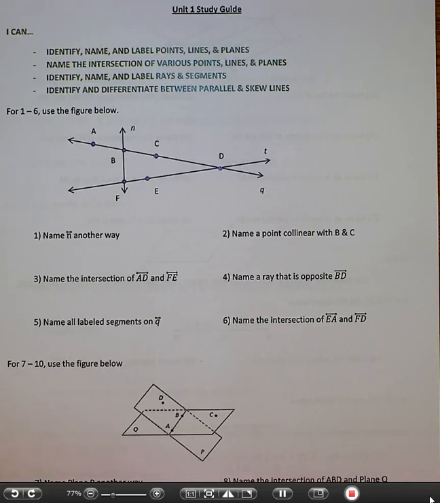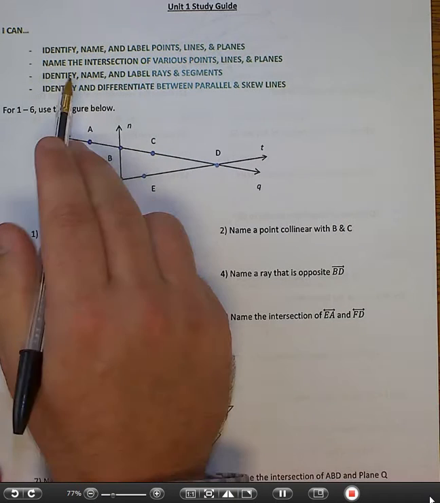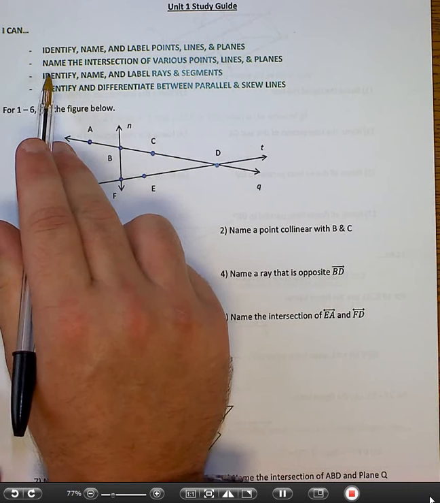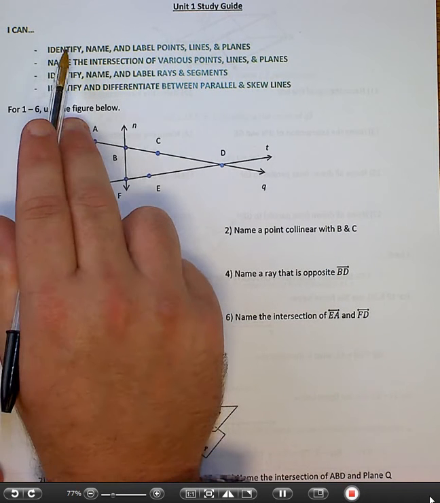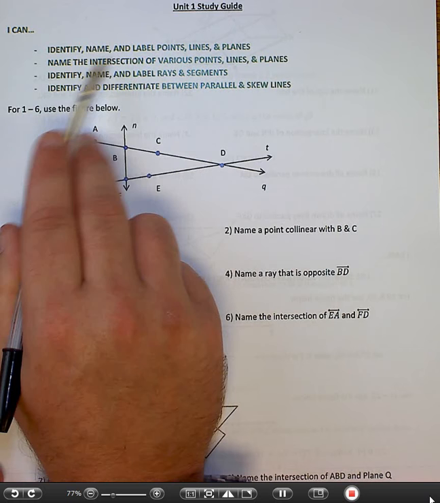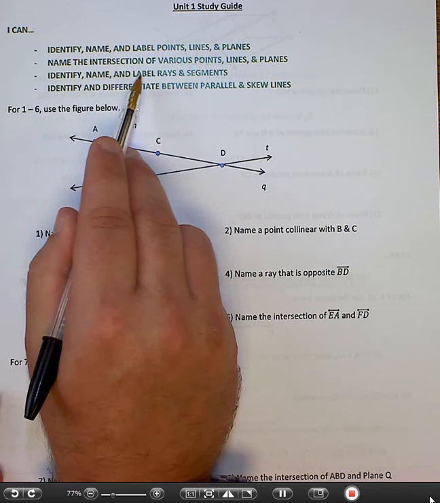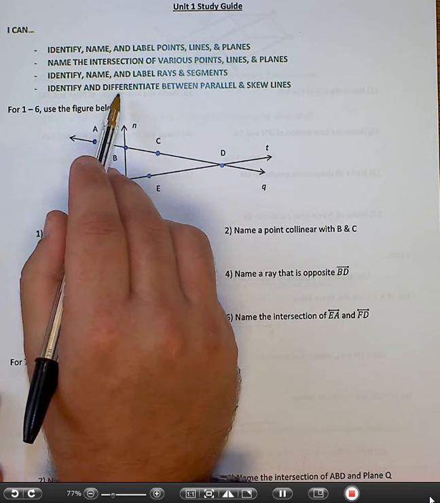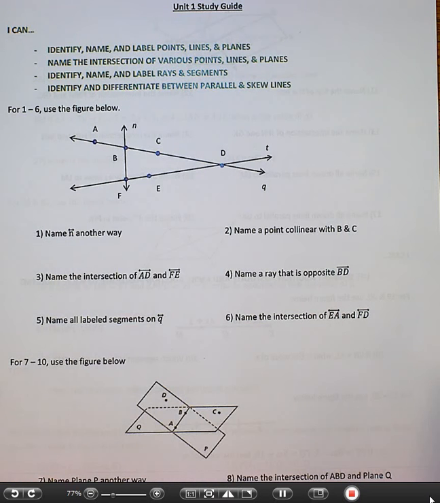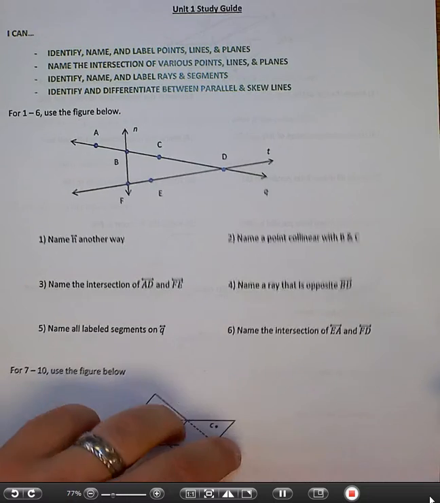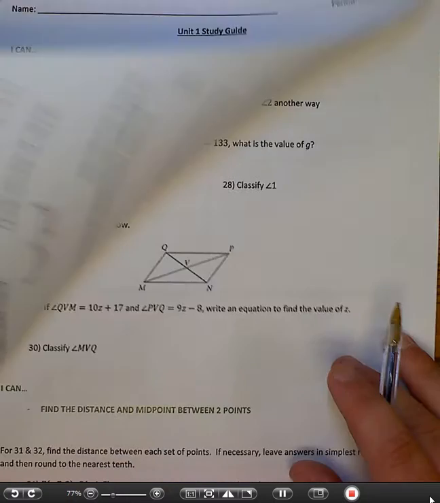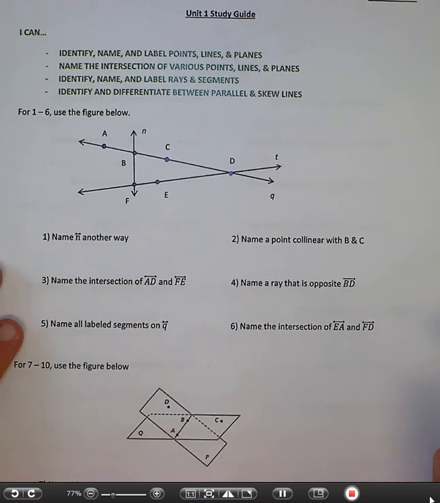Alright, so I'm going to go through each problem in this study guide in the next few videos here. So this first video I'm going to try and get in all of the stuff in this learning target section here. So identifying, naming, and labeling points, lines, and planes, naming the intersection of points, lines, and planes, naming and labeling rays and segments, and identify and differentiate between parallel and skew lines. So it takes us through about number 18. So that's going to be the first video.